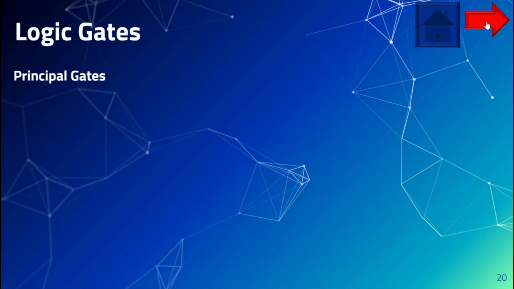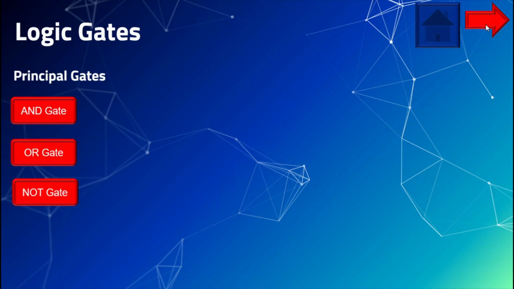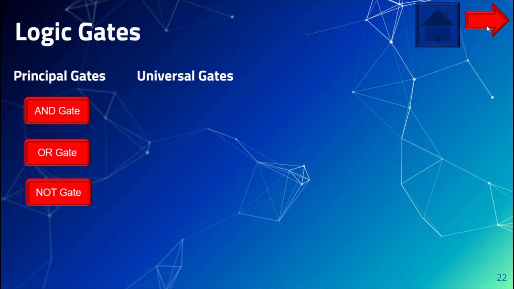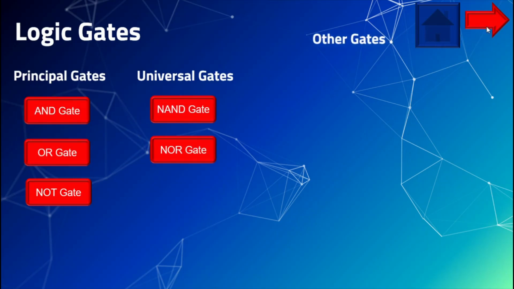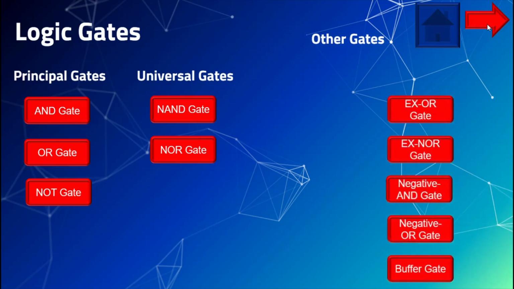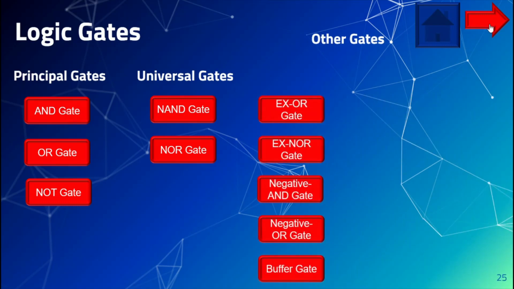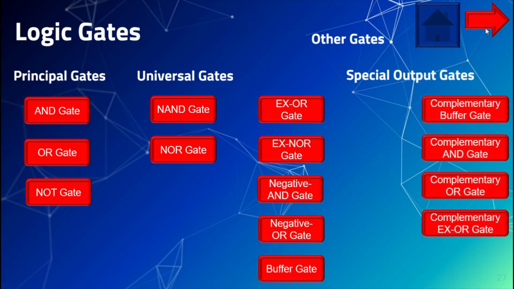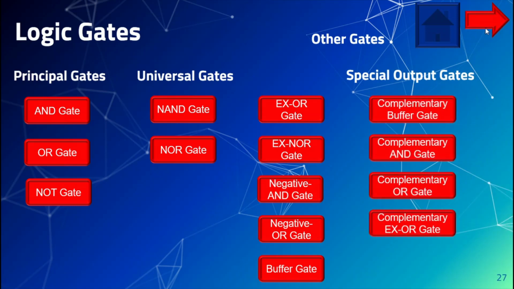Logic gates or simply gates are of many types. We can classify them as principal or basic gates, which are the AND gate, OR gate, and NOT gate. There are also universal gates, which are the NAND and OR gate. Lastly, there are other logic gates which are combinations of the basic gates. These are the exclusive OR gate, exclusive NOR gate, negative AND gate, negative OR gate, and digital buffer gate. This last classification also includes the special output gates, which are the complementary logic gates.